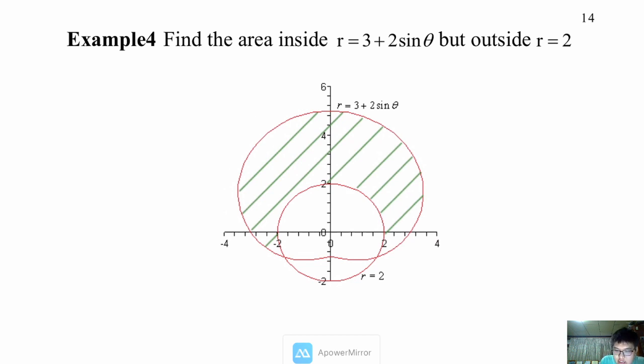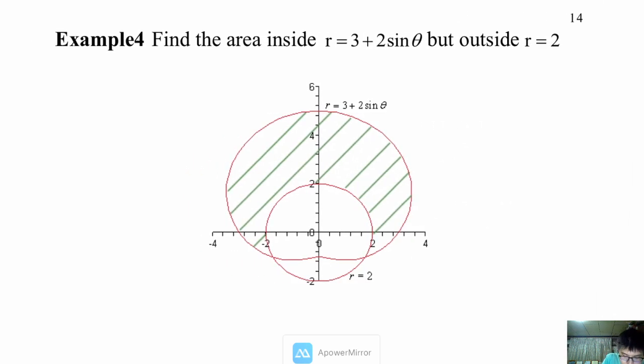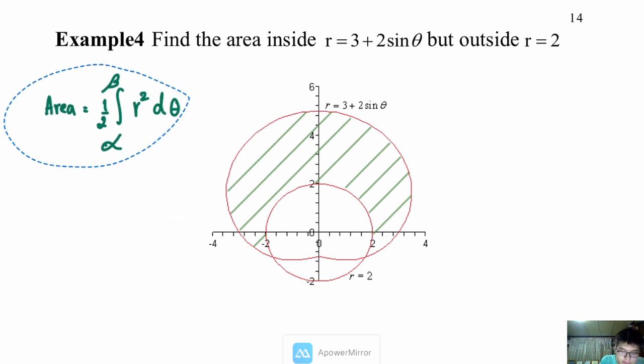First, the condition. The area equals the integral from alpha to beta of 1/2 r squared d theta. This is the formula that we have to use in this problem.